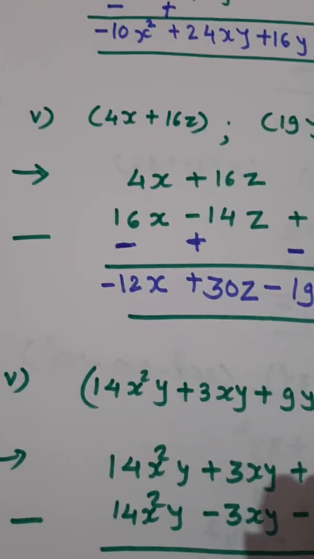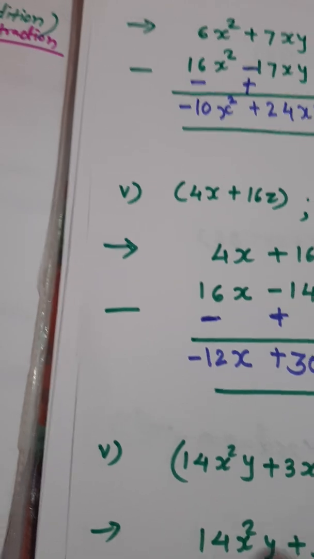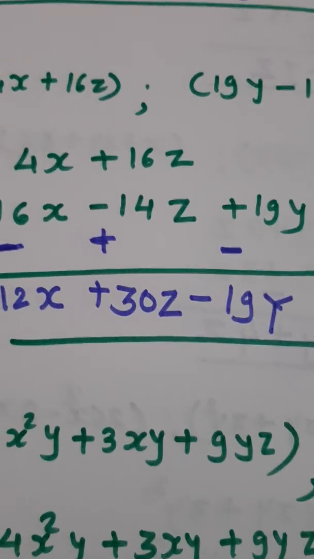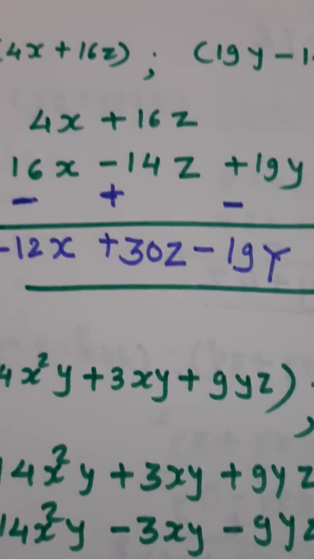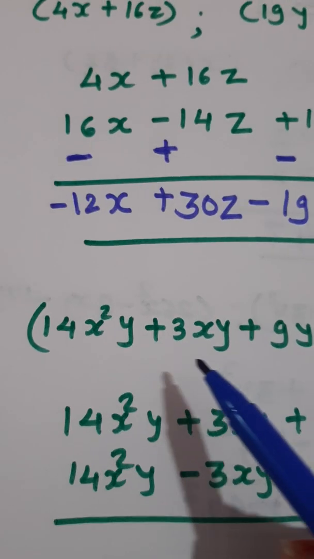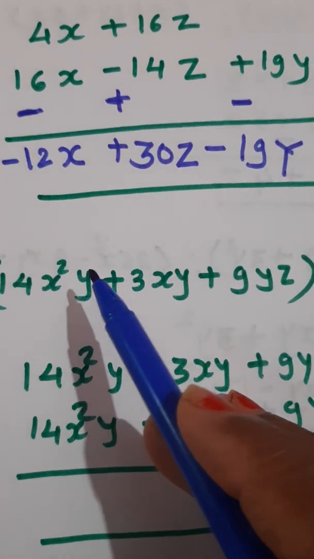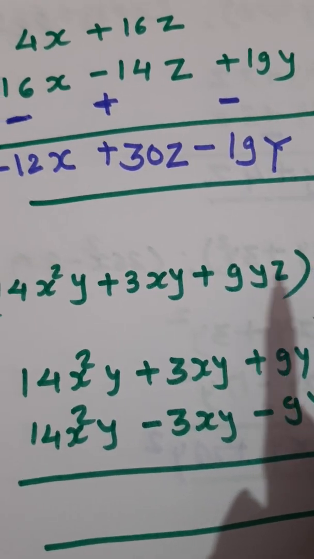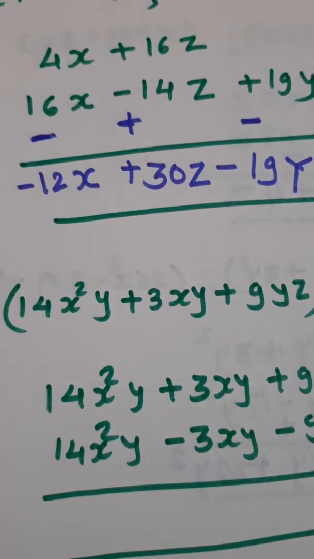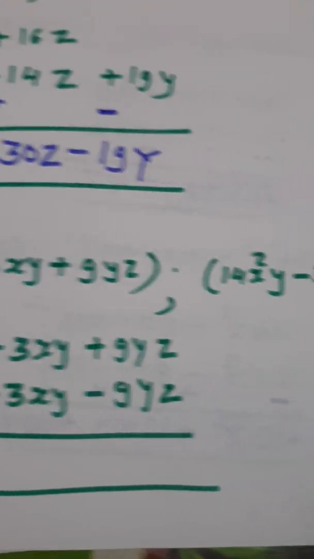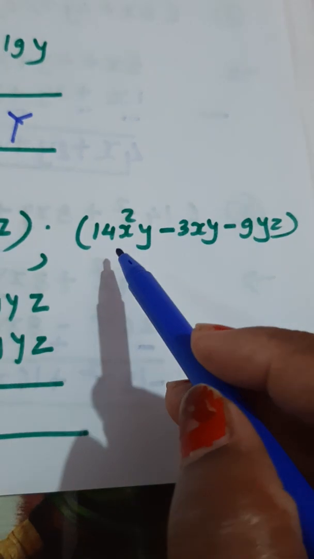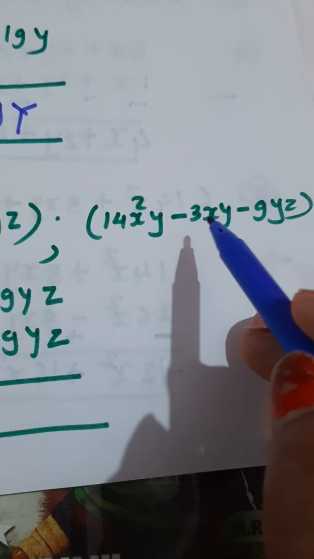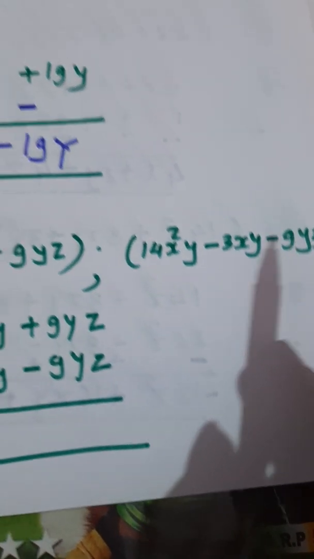One extra example I will take for practice. In practice set only 5 are there. One more I will take. See here, 14x²y plus 3xy plus 9yz. This is the first algebraic expression. 3 terms are there, so it is a trinomial. And the second algebraic expression is 14x²y minus 3xy minus 9yz.